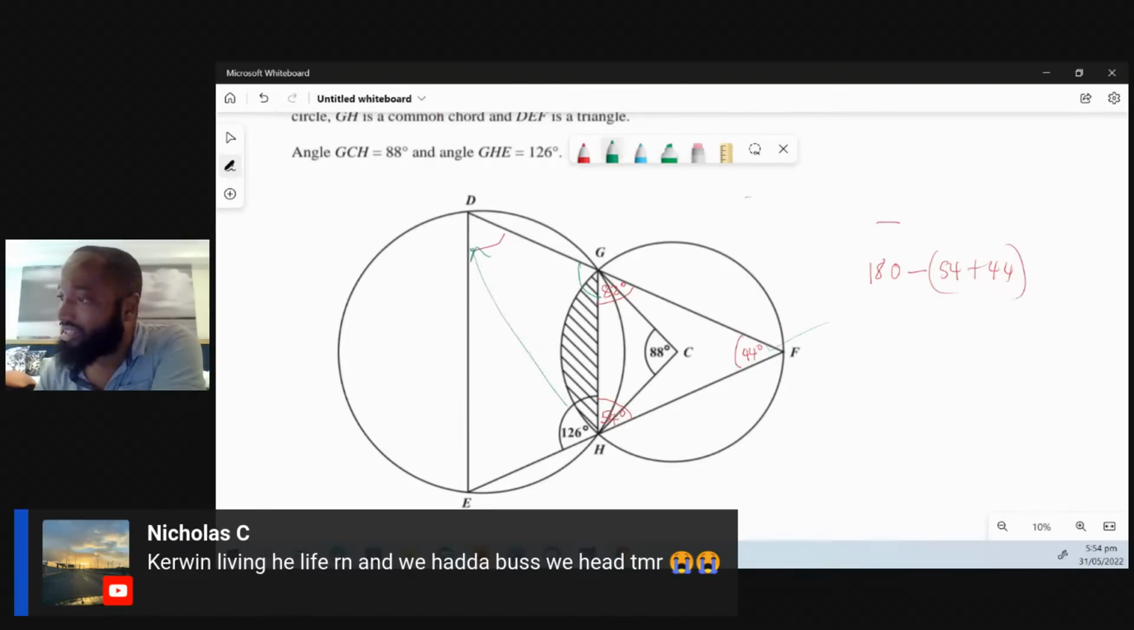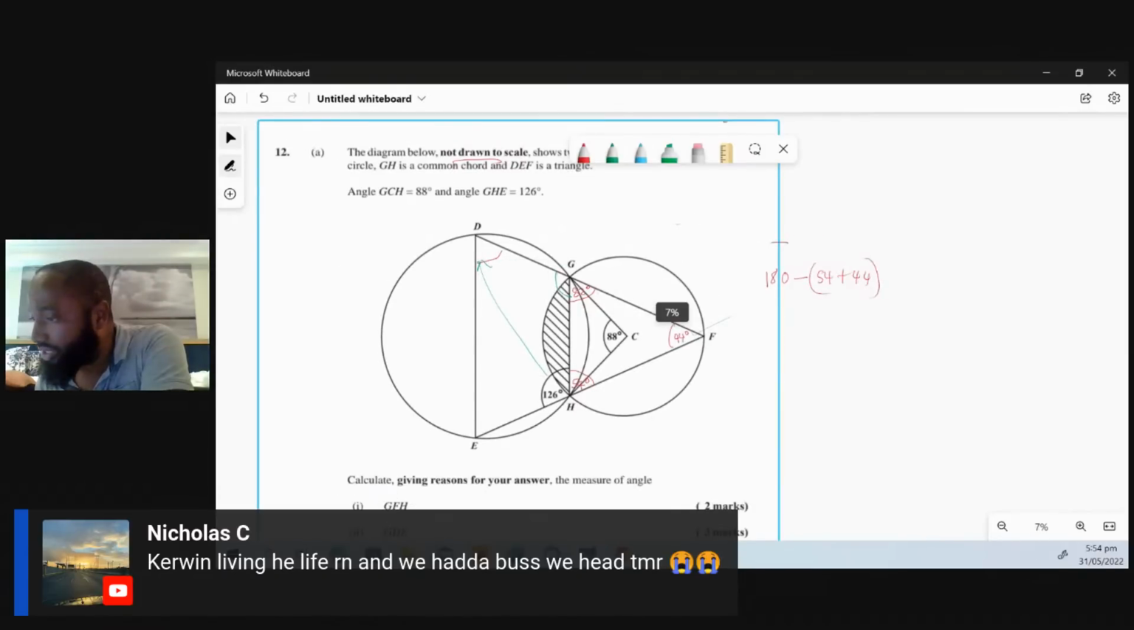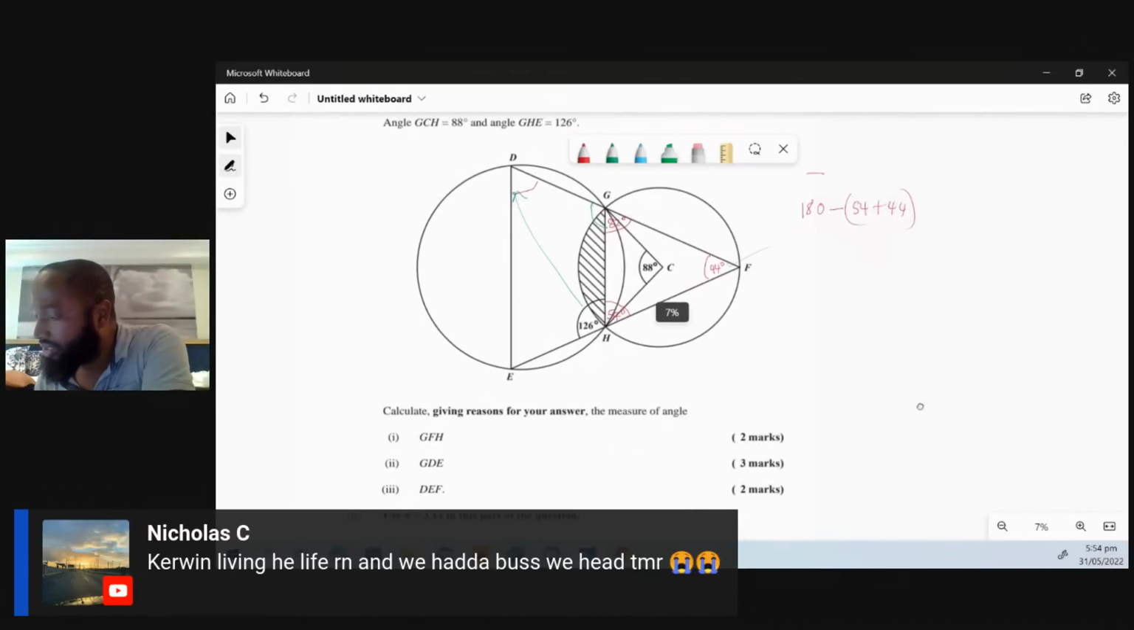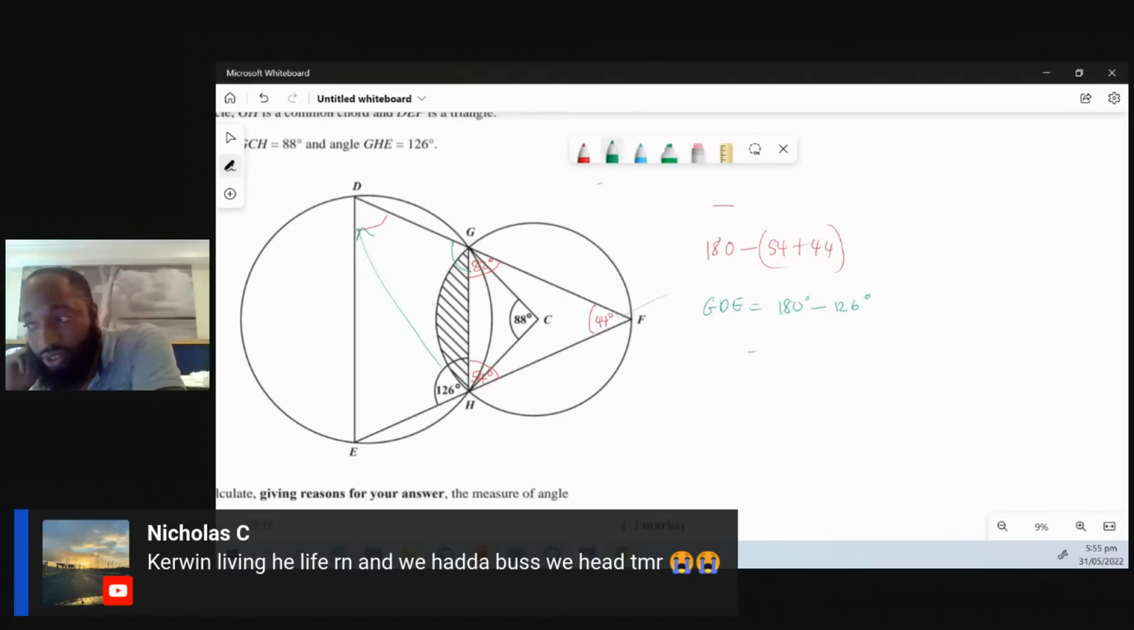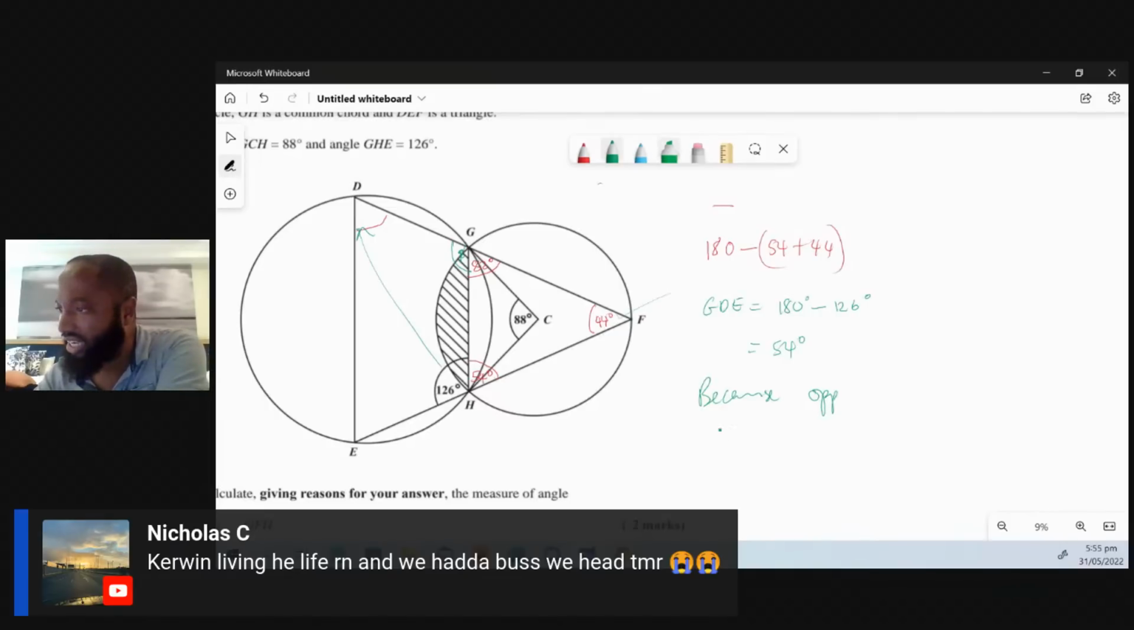Anyhow, so opposite angles, so we can figure out what this one is. That's what we wanted. GDE. So GDE must be equal to 180 degrees minus 126 degrees, which is equal to how much? 54 as well. And this is because, yeah, so this one is 98. This is because opposite angles in a cyclic quadrilateral. This is a cyclic quadrilateral, guys.